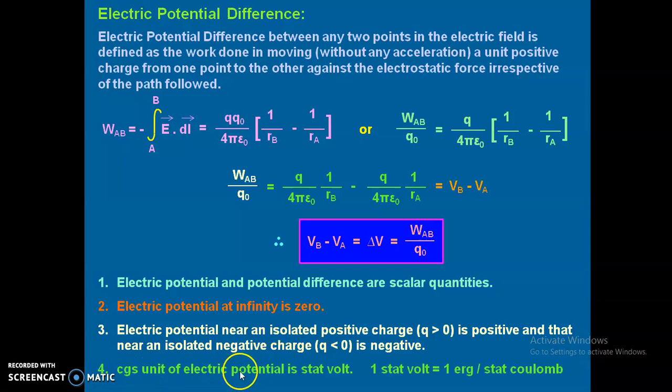Fourth, the CGS unit of electric potential is a stat volt, like the CGS unit of electric charge is a stat coulomb, and 1 stat volt is equal to 1 erg per stat coulomb, right? Because the CGS unit of energy is what? Erg, and the CGS unit of charge is stat coulomb. So 1 erg per stat coulomb. Okay.